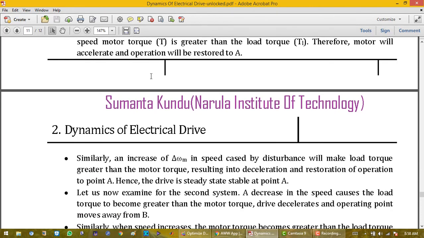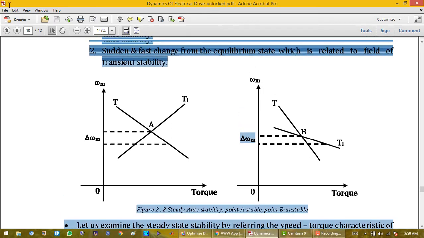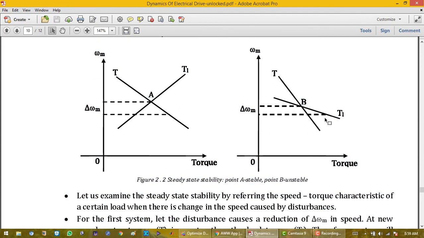Now let us examine this system. What happened in this system? The speed is reduced, suppose from this position to this position. In this position, the load torque is higher than the motor torque, because this is my motor torque and this is my load torque. If load torque is higher than motor torque, the motor will decelerate and the point will move further this way. So it will go away from B.